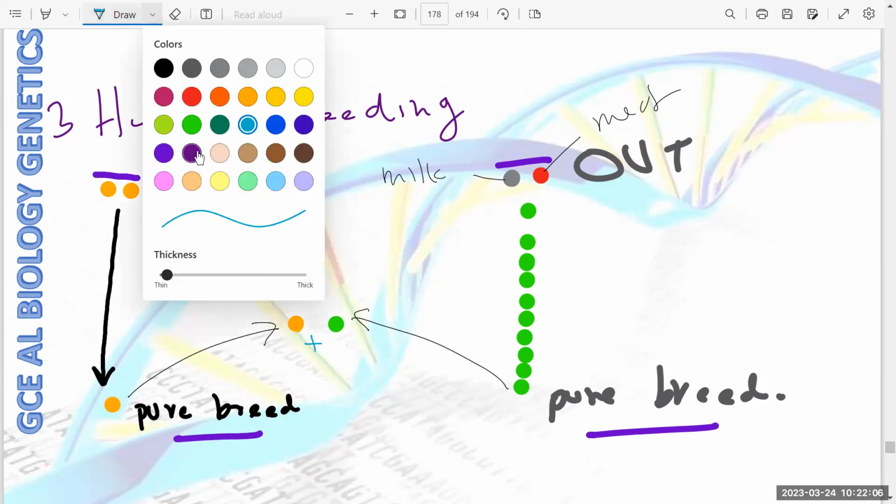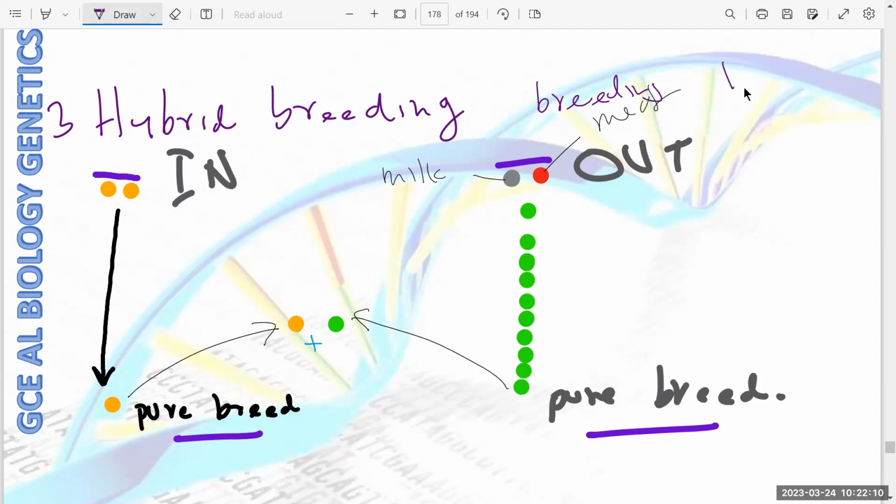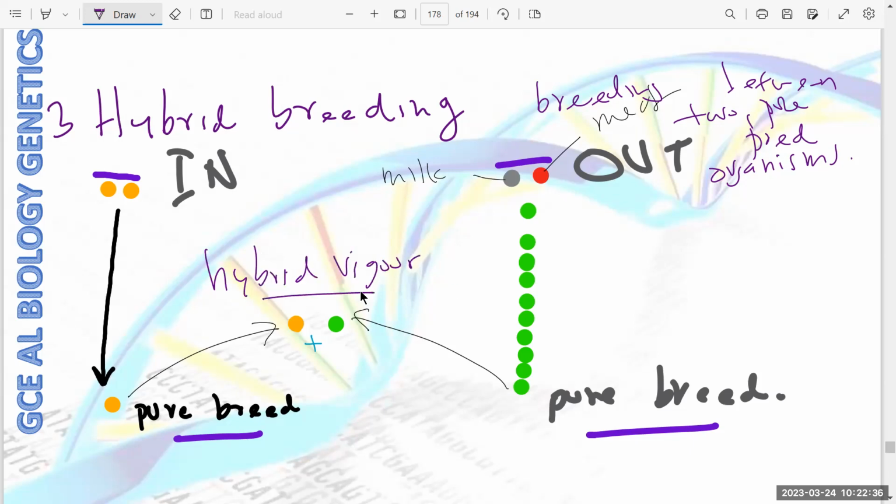I didn't write it here. Okay. The definition is breeding between two purebred organisms. Could be plants or animals. Now we're doing it to increase the quality. Again, it increases the quality. So this is called hybrid vigor. Again, that's an important word, hybrid vigor. Hybrid vigor is the enhanced genetic fitness if we mix two purebreds. The genetic fitness is increasing in hybridization.